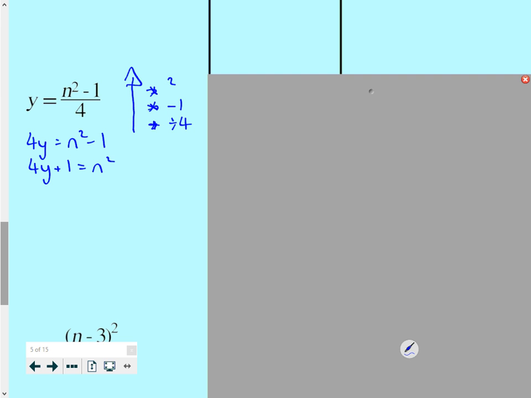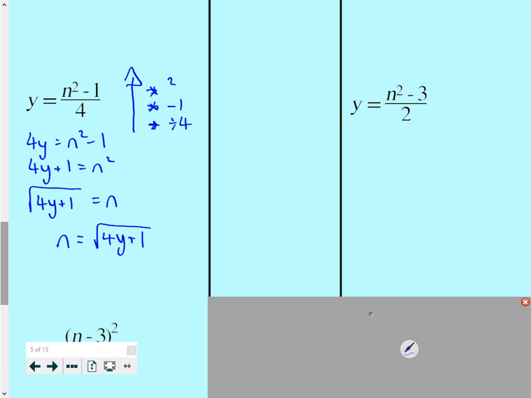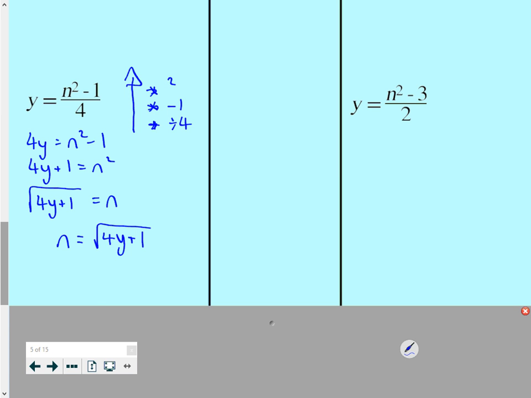And we've seen this a couple of times. We're going to square root. And so that square root covers everything. And then we write it with n equals, on the left-hand side, the square root of 4y plus 1. Again, same as before. Pause the video, take as long as you need, then press play to see how you get on.